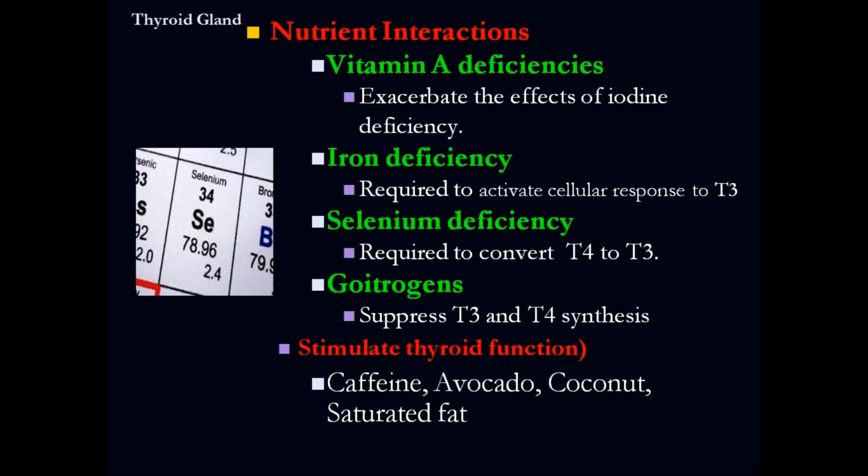What happens with the remnant? The remnant is going to join another iodine, one, two, three, and form T3. Where does this happen? In the thyroid gland and in the blood. Goitrogens suppress T3 and T4 synthesis. These are vegetables that act to decrease the production. Synthesis means production.